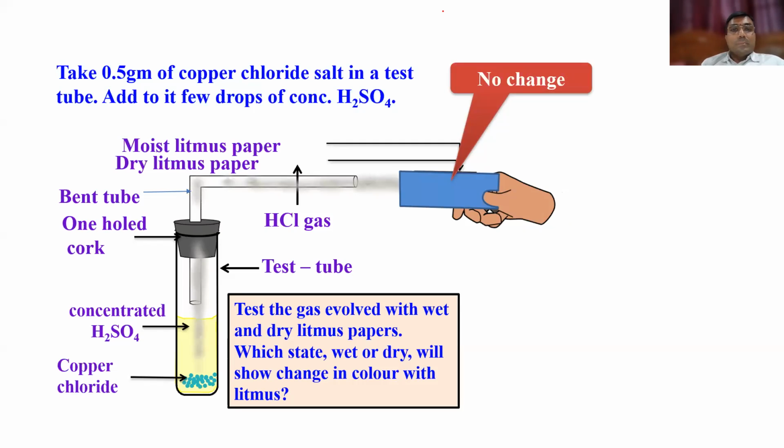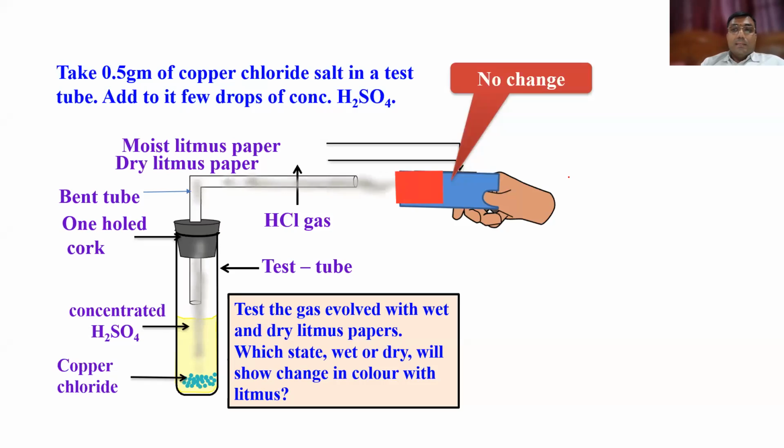Yeah, fine. Now, moist litmus. There is no change, right? Similarly, try to understand this. Moist litmus or dry litmus, there is no change. Now, you can see here, students, listen very carefully. When you take a dry litmus, there is no change. Moist litmus, there is a change.